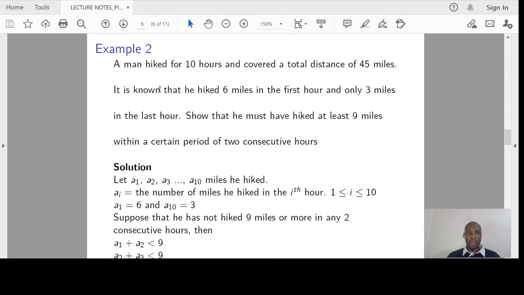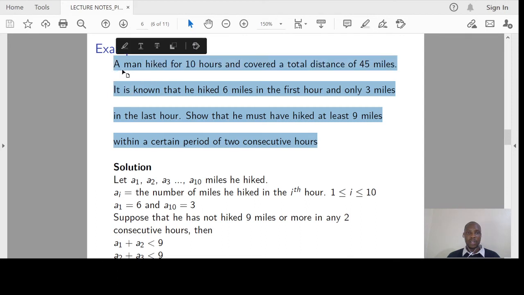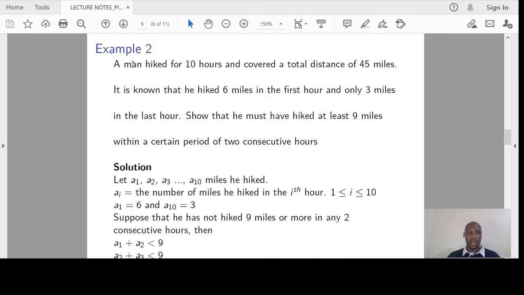Example 2, a man hiked for 10 hours and covered a total distance of 45 miles. It is known that he hiked 6 miles in the first hour and only 3 miles in the last hour. Show that he must have hiked at least 9 miles within a certain period of 2 consecutive hours. Now, this is a lengthy question, and as usual, I will remind you that it's good to get to know the spirit of the question before you answer.